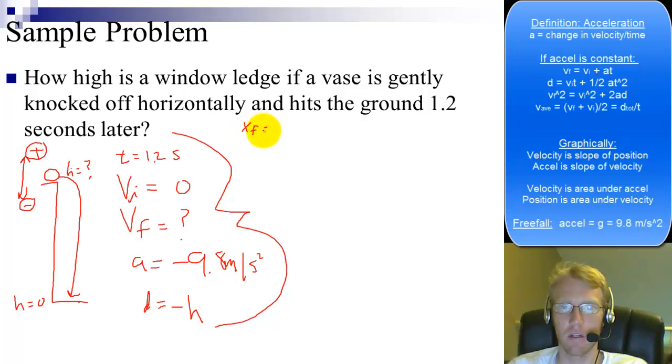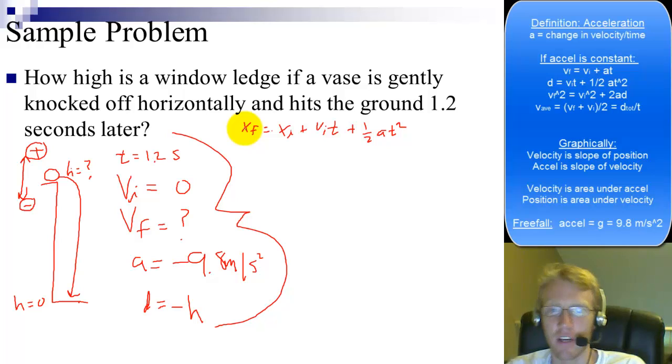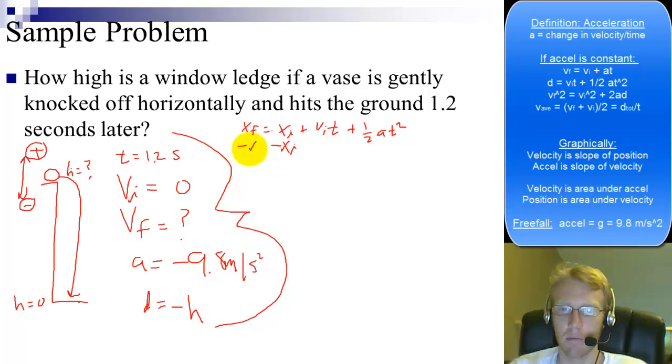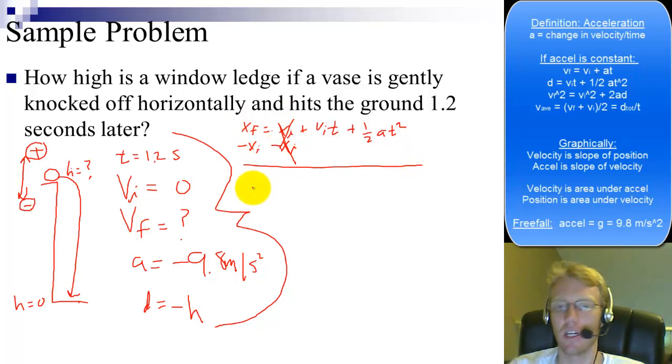Position final equals position initial plus VIT plus 1/2 AT squared. Now there is one modification that you can make to this formula. If you subtract the initial position from both sides, the final position minus the initial position is just the distance traveled. So in most cases when I'm using this equation, I don't write x final and x initial. I just put distance equals VIT plus 1/2 AT squared.